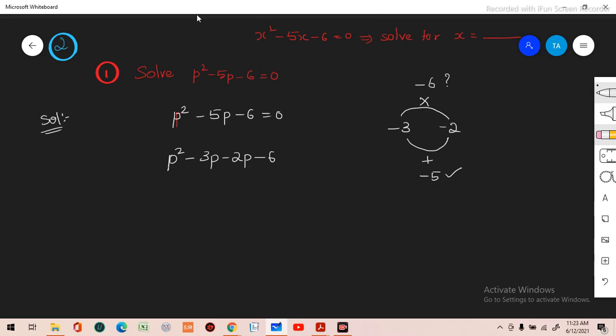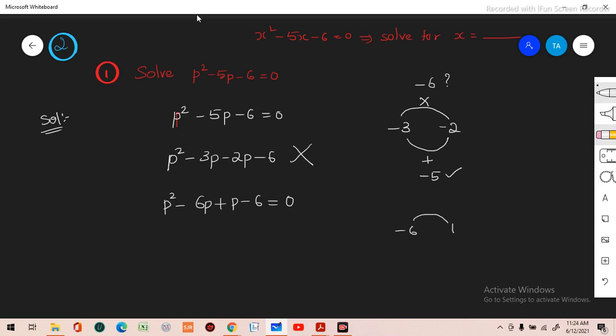Minus 3 into minus 2 is plus 6, so these are not the factors. How about minus 6p plus p? Very good: p square minus 6p plus p minus 6 is equal to 0. Check this also, minus 6 and 1 we have written.